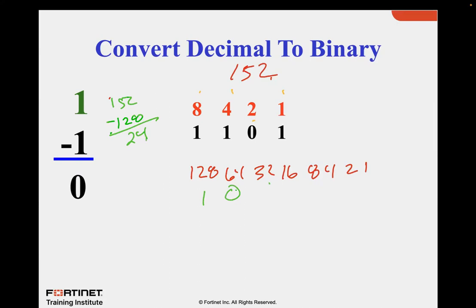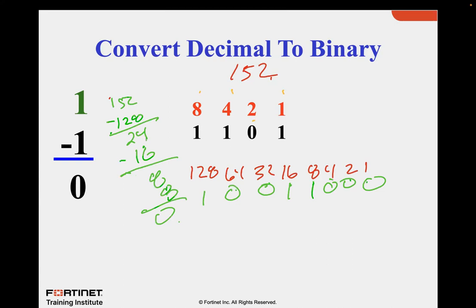And can I subtract 64 from 24? I can't. A 0. 32 from 24? No, a 0. 16 from 24? I can do that. Gives me an 8. 1 in the 16th column. 8 from 8? Yes. Gives me a 1 in the 8th column. Subtracting 8 gives me 0. 4 from 0? No. 2 from 0? No. 1 from 0? No. That's all there is to it.